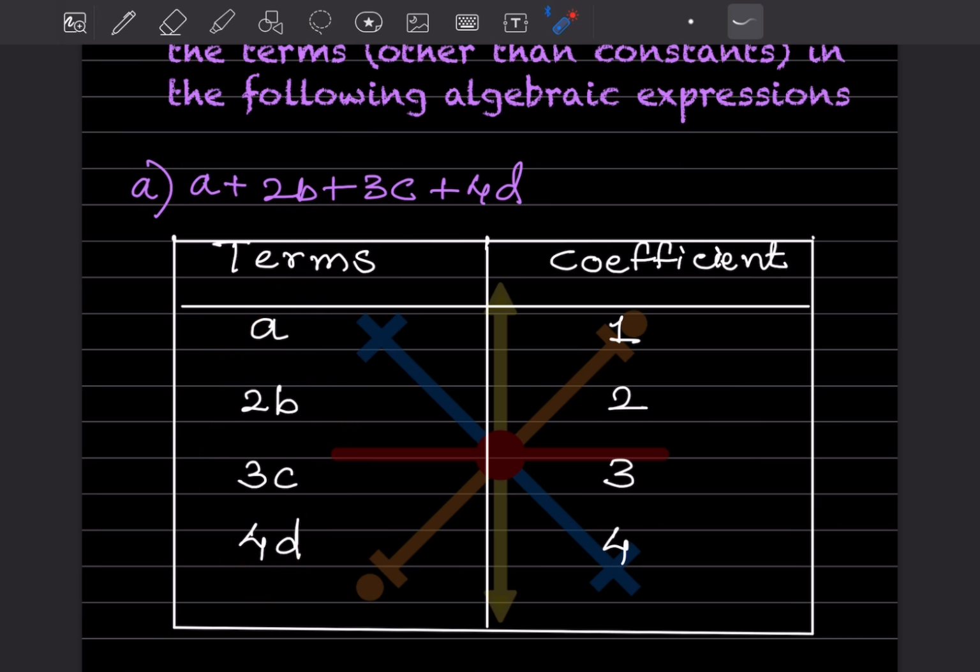And for the coefficient here, there is nothing, which means there is always 1 here, because 1 into a is going to be a, just as if we write 2, that means it is 1 into 2. So the coefficient is going to be 1. Be careful with this one. Here the coefficient is 2, 3, and here it is 4.